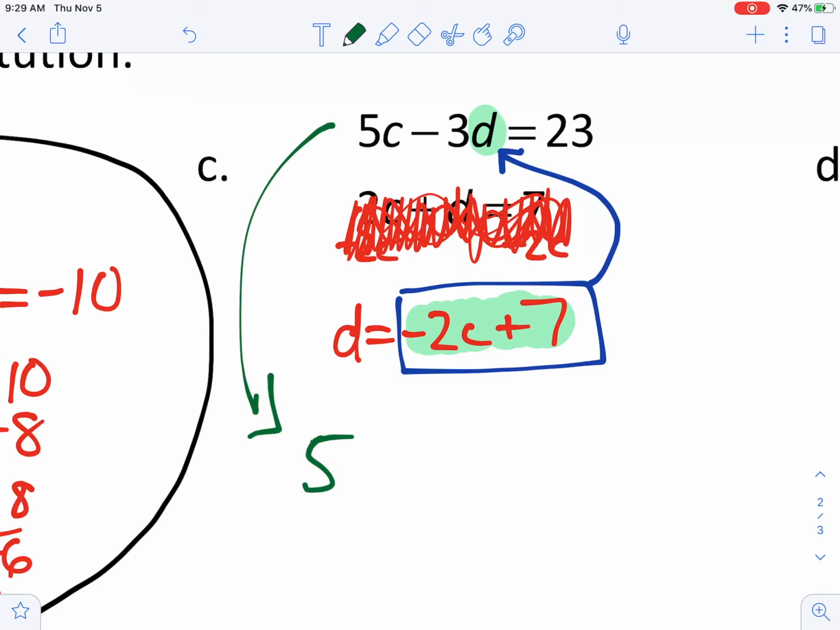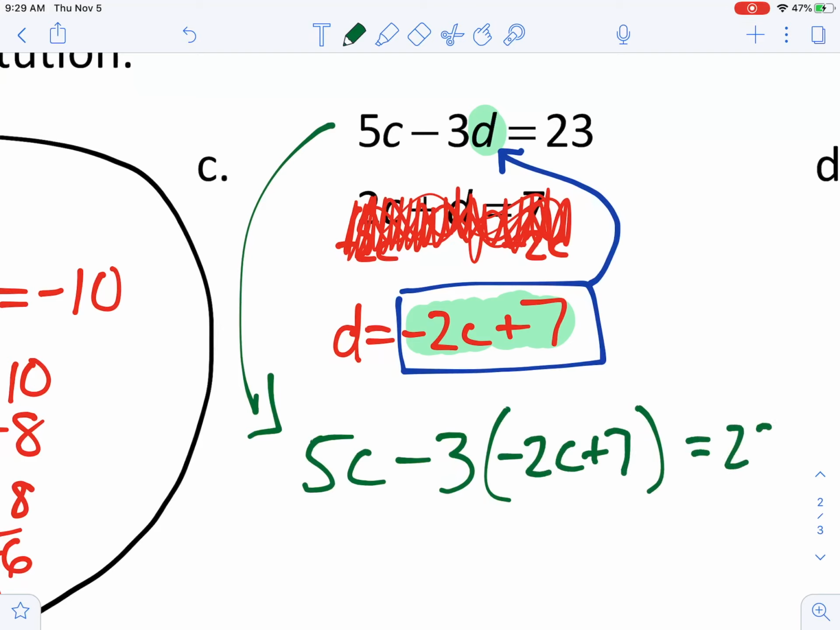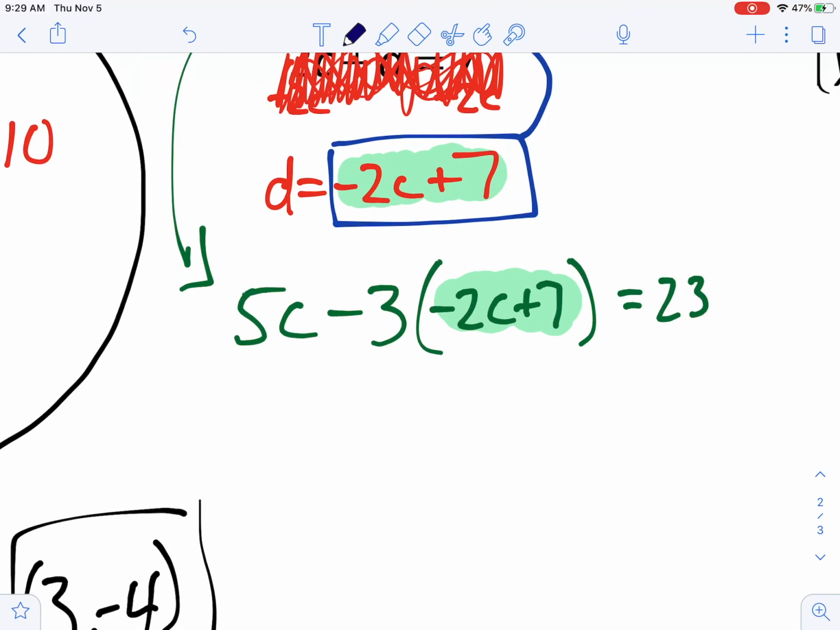So I have 5c, that didn't change, minus 3 parentheses, meaning you're going to distribute. And then what does d equal? d equals negative 2c plus 7, still equals 23. Again, the only thing I changed was that d became negative 2c plus 7, because that's what d equals. From this point forward, it's just basic algebra manipulation.